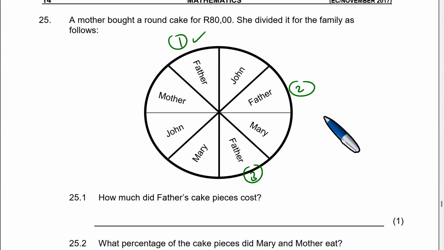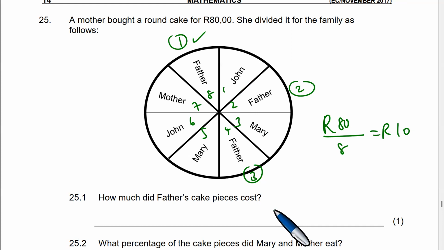But each part is going to be 80 rand divided by how many parts are there altogether? 1, 2, 3, 4, 5, 6, 7, 8. You're going to divide by 8, so 10 rand. So each part is 10 rand. How many parts did the father get altogether? 3 parts. So it's 30 rand. How much did the father's cake pieces cost? It cost 30 rand. Okay, you agree?